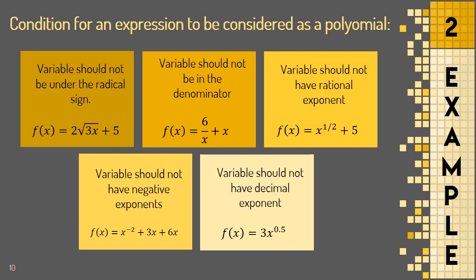Now for the examples, let us take these conditions for us to consider an expression to be a polynomial. First, the variable should not be under the radical sign. Second, the variable should not be in the denominator. Third, the variable should not have a rational exponent. Fourth, the variable should not have negative exponents. And for the last, the variable should not have a decimal exponent.